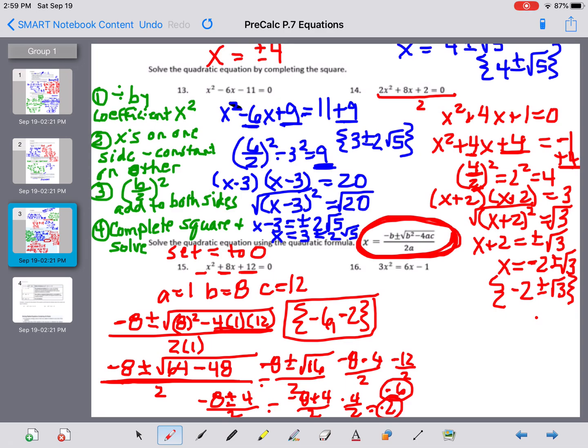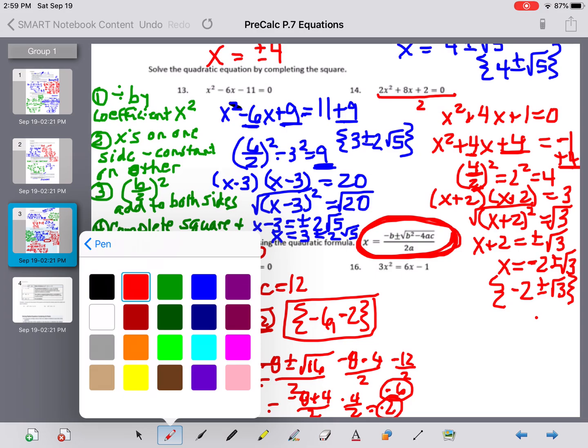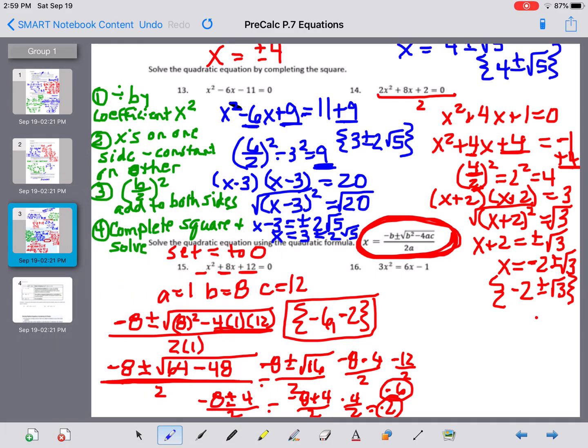All right, last one on this page, and I am running out of blank space. Let's hope I can squeeze this in here. Okay, first things first, set it equal to 0. 3x squared minus 6x plus 1, as I move those over, equals 0. If we do not move those all to the same side, we will have sign errors, and it will be guaranteed to pretty much give you a wrong answer. So please, please, please set it equal to 0. Okay, a is definitely 3, b is definitely negative 6, and c is definitely 1, okay?